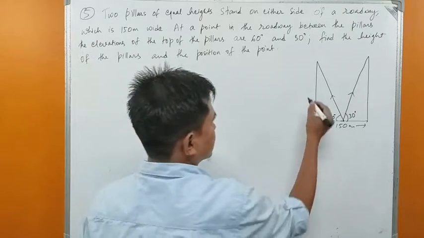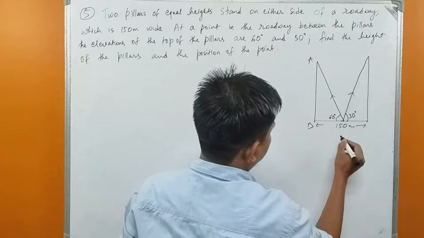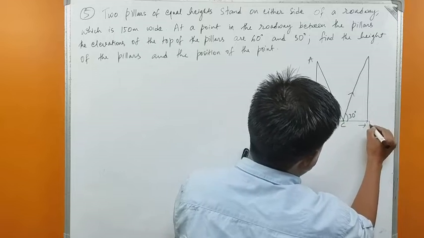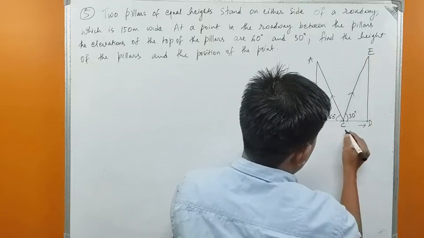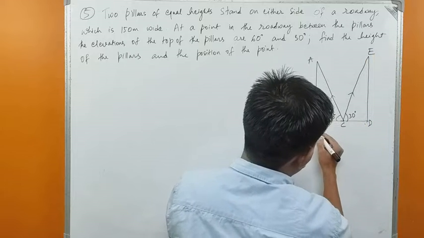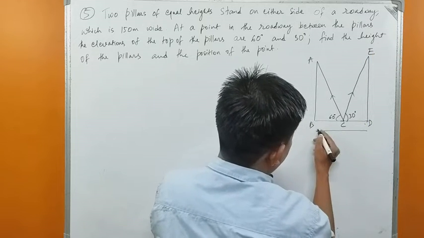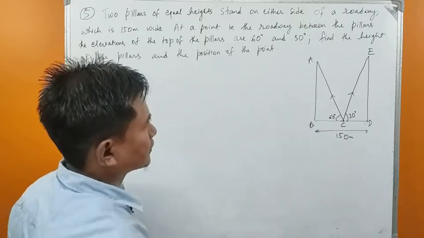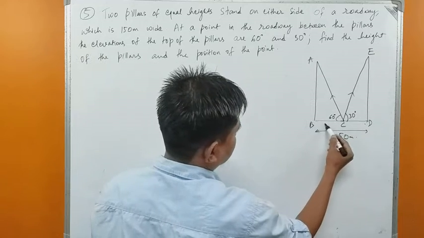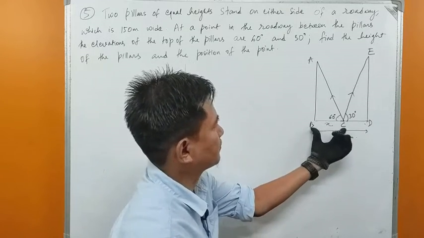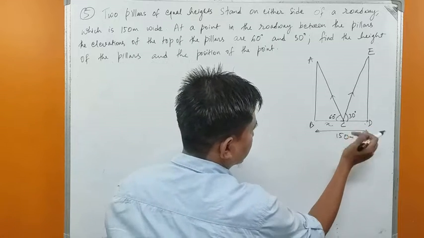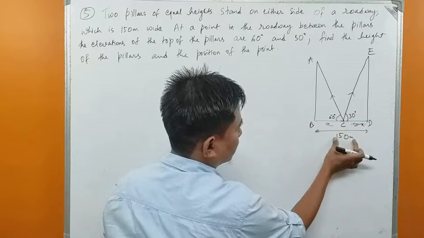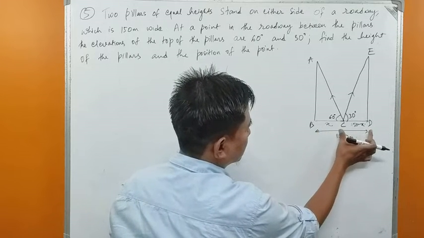Let us write, this is A, this is B, this is C, this is D, and this is E. Now 150 meters is the total BD, from here to here. BD is 150 meters. So let us suppose BC is X. That means CD will become 150 minus X, obviously, because total BD is 150. If BC is X, CD will be 150 minus X.